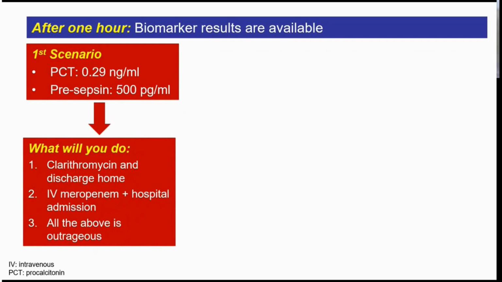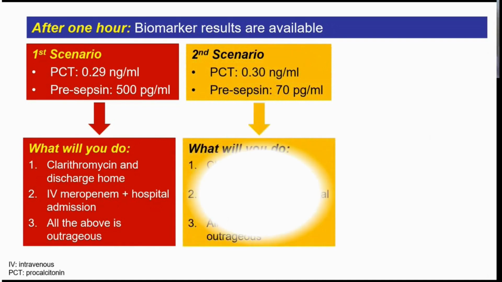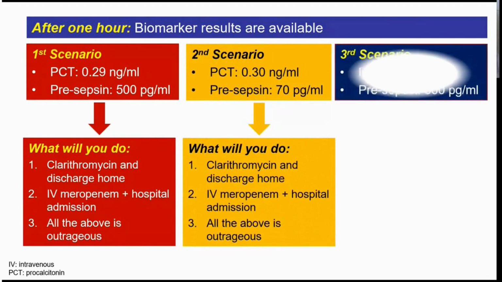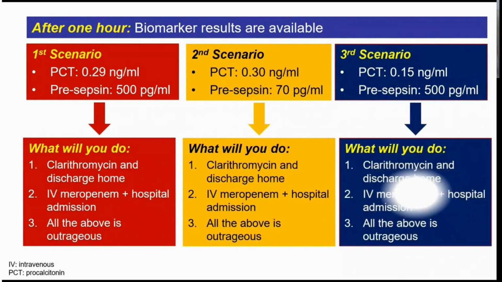Give him clarithromycin and discharge him home. Give IV meropenem and admit him at hospital. All this is outrageous. Second scenario. Procalcitonin is 0.30 and presepsin is 70. Again, same questions. Third scenario. Procalcitonin is 0.15, presepsin is 500. Again, same questions.